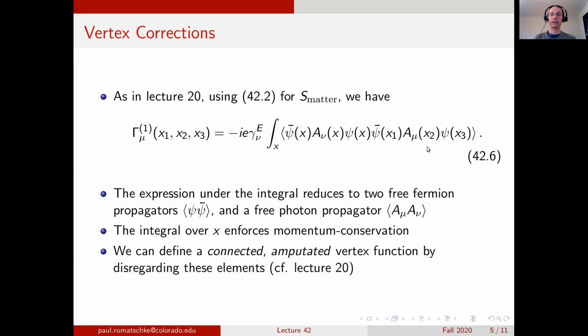This is in complete analogy to what we had in lecture 20 when we were discussing scalar field theory, except that now the field content for QED is slightly richer. It contains both the fermion field psi for the electron and the gauge field A.